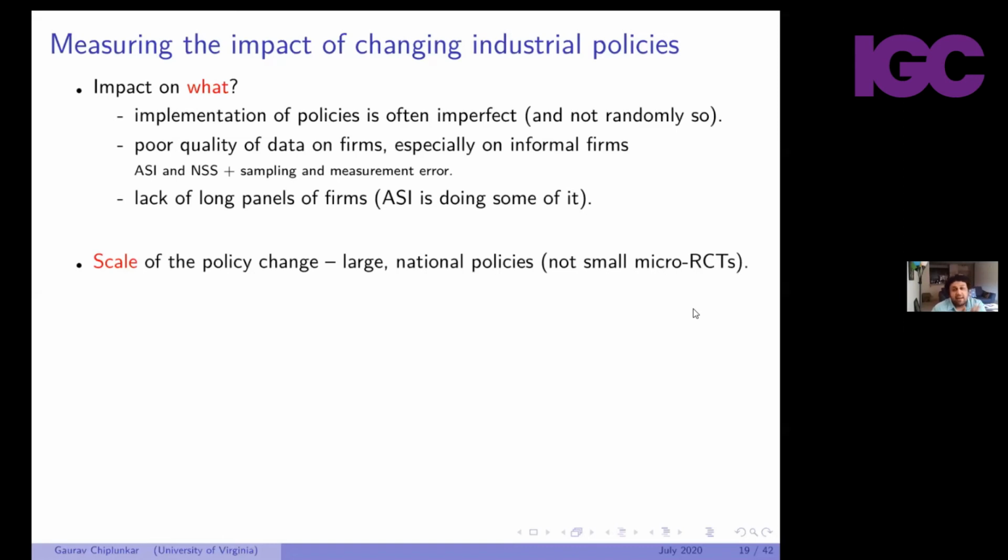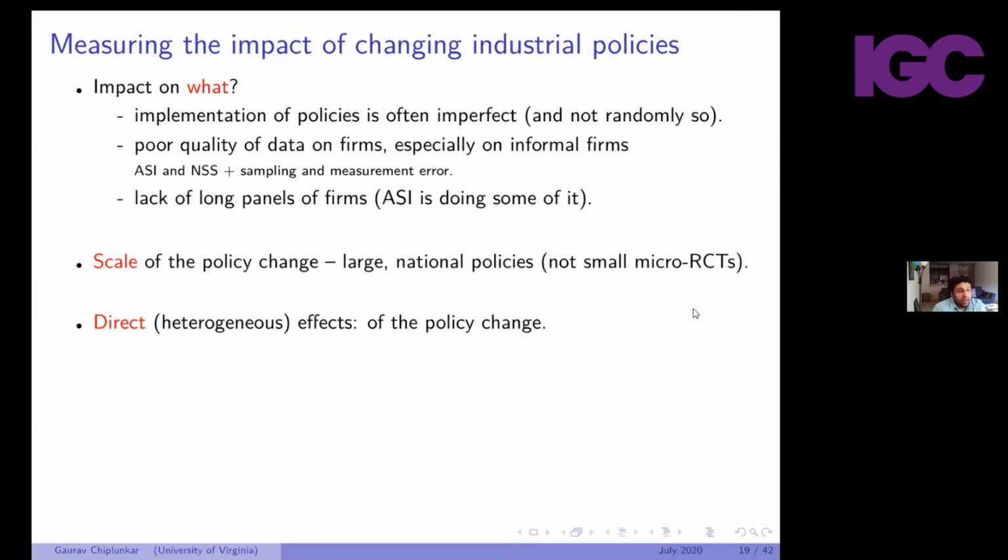The second is scale, right? If I want to evaluate these policies, it becomes challenging, because how are you ever going to think about credibly evaluating large national policies, right? These are not very small RCTs that we discussed in the morning. It's not like Pratham going and doing Read India in some schools and not doing Read India in other schools. These are really very large. They're operating at a very large scale.